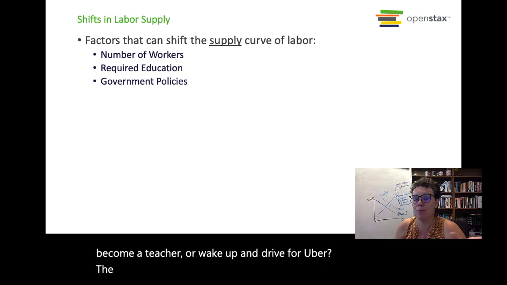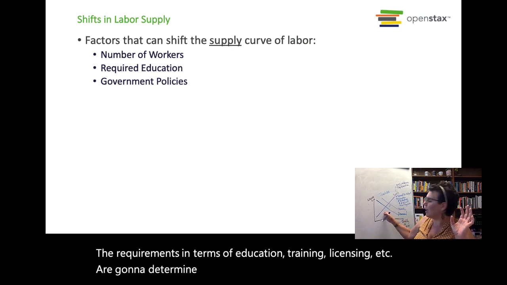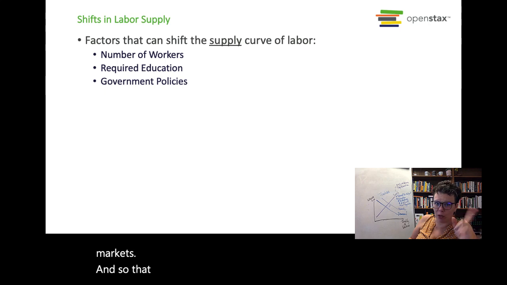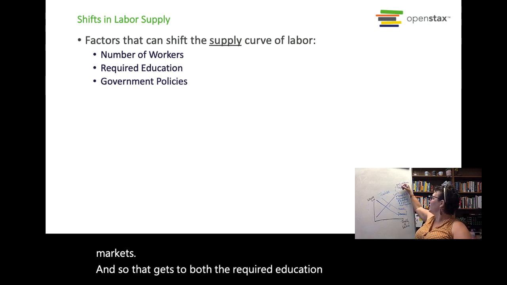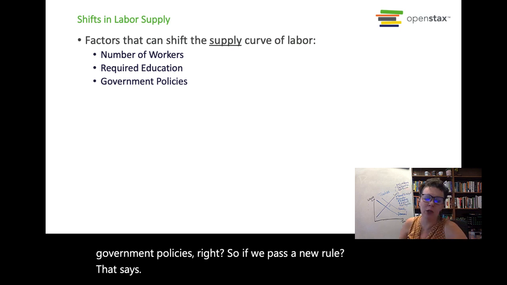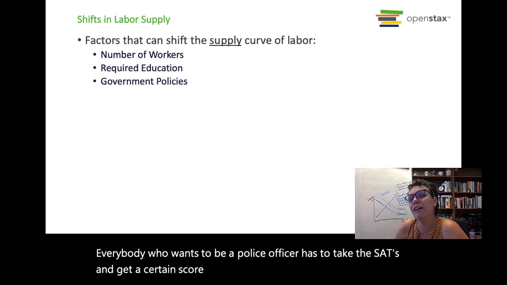The requirements in terms of education, training, licensing, etc., are going to determine who can supply their labor to those markets. And so that gets to both the required education and the idea of government policies, right? So if we pass a new rule that says everybody who wants to be a police officer has to take the SATs and get a certain score, that's going to affect the supply of labor in that market.